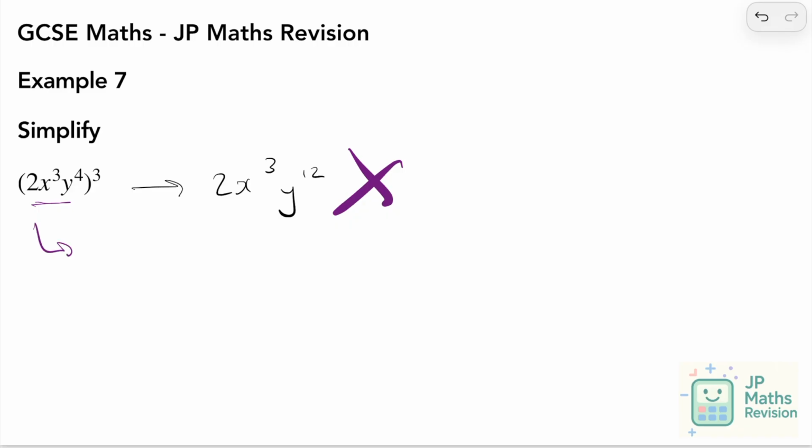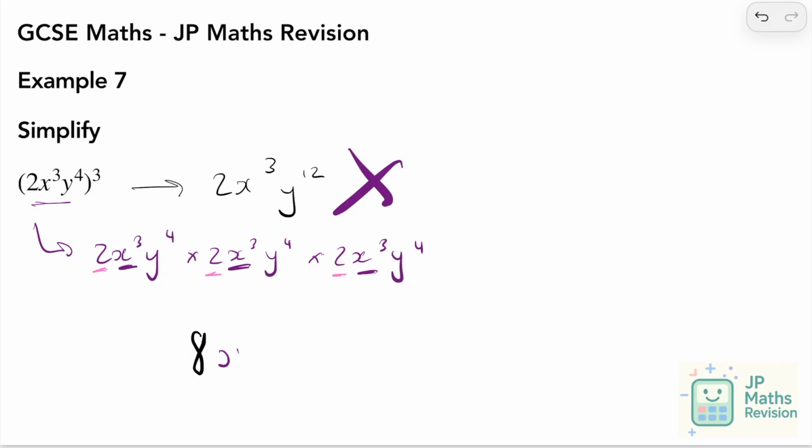So essentially what we're doing is 2x cubed y to the 4 times 2x cubed y to the 4 times 2x cubed y to the 4. So essentially we're doing 2 cubed, so we have to remember to cube the 2. So 2 cubed is 8. And then we've got x to the 3 times x to the 3 times x to the 3. So that's 3 lots of x to the 3. So that's going to be x to the 9. And then we've got y to the 4 times y to the 4 times y to the 4. So again, 3 lots of y to the 4. So that's going to be y to the power of 12.